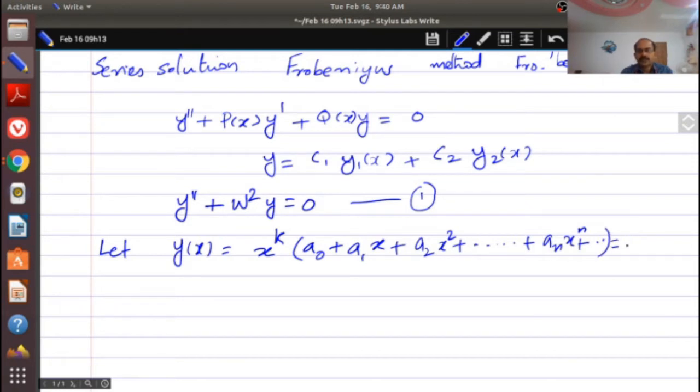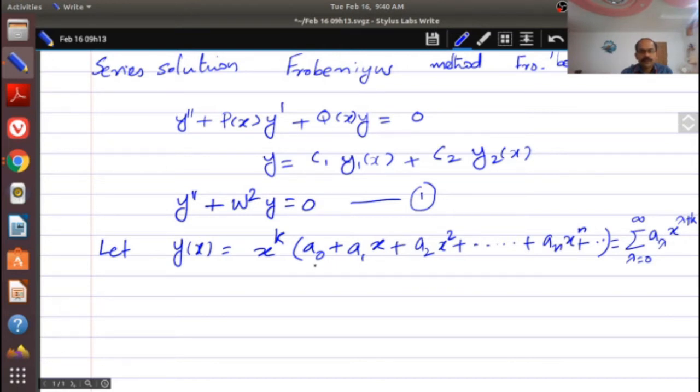We put it in the equation itself: the summation over lambda equal to 0 to infinity, it runs from 0 to infinity, of a lambda x raised to lambda plus k. Explicitly, what we say is that in this series, a0 is not equal to 0.